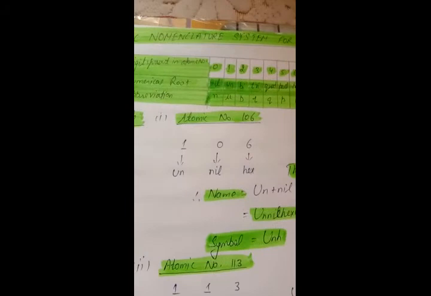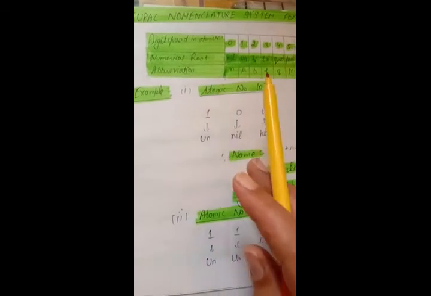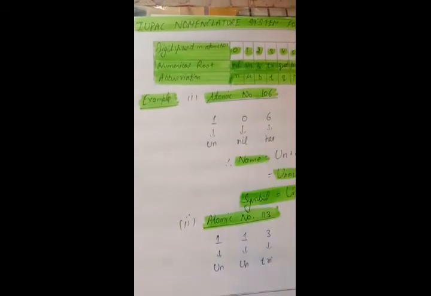I hope that is clear to you. Do practice yourself. Then if any problem arises, you can call me any time and ask. Now this one, you have already done in your class, the IUPAC nomenclature system for atomic number more than 100.